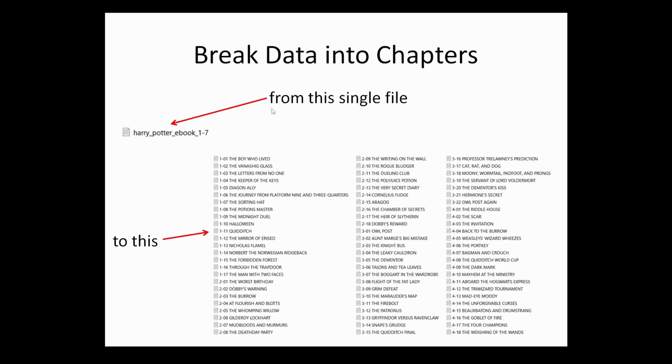So let's get started. Okay, first thing is, what do I mean by break data into chapters? It simply means that instead of having one single file that has all the contents from book 1 to book 7, we want to convert this single file into something that looks like this. So each chapter will have its own file, and that's basically what I mean by break data into chapters.